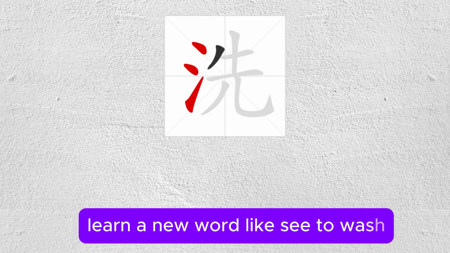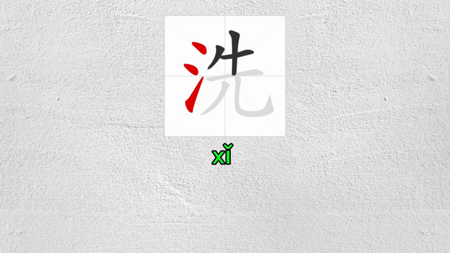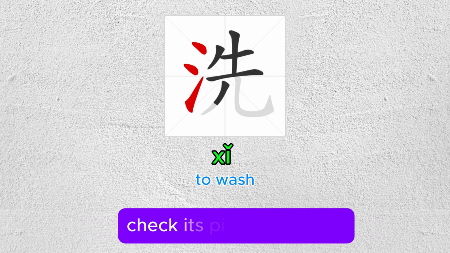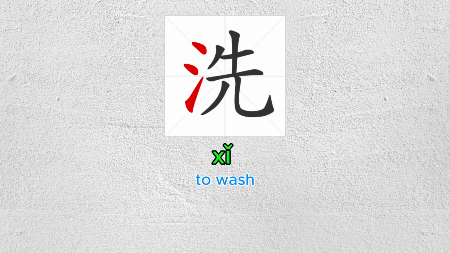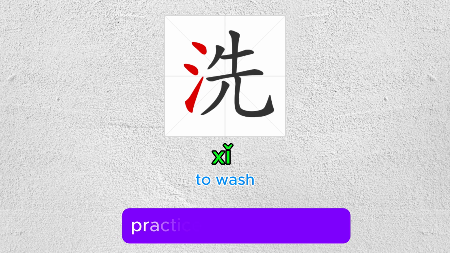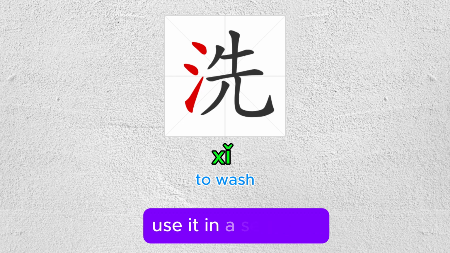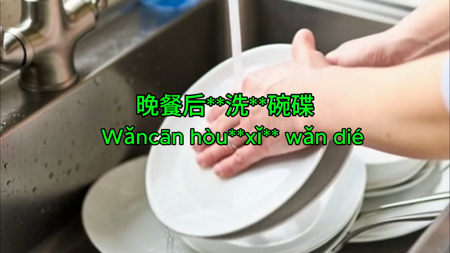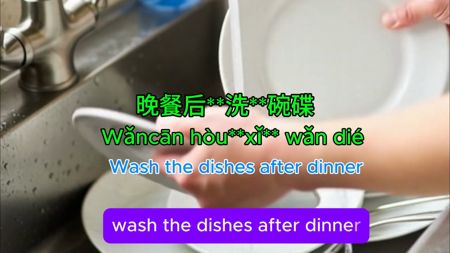Learn a new word like 洗, to wash. Check its pinyin and tone. Spot the water radical. Practice its stroke order. Use it in a sentence. 晚餐后洗碗碟, Wash the dishes after dinner.